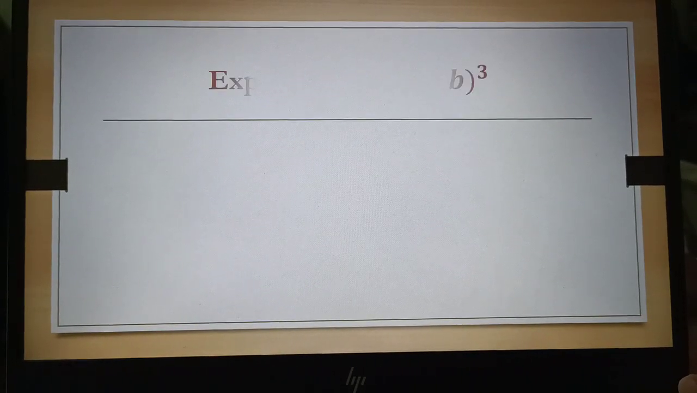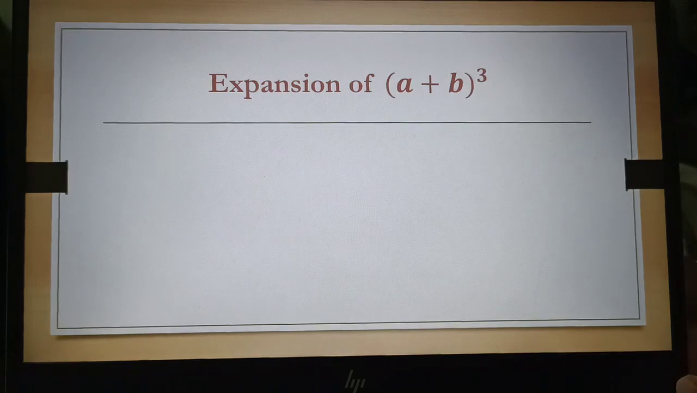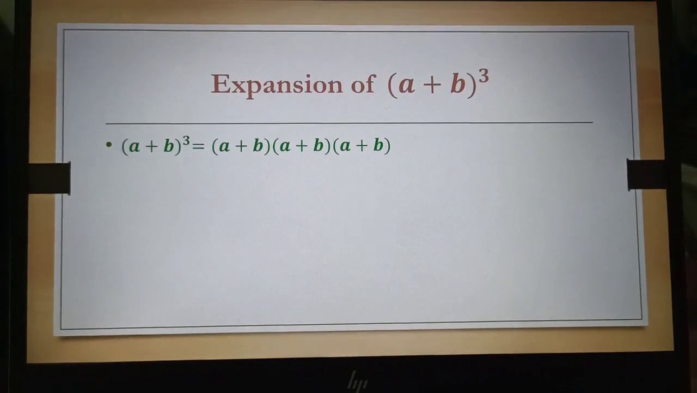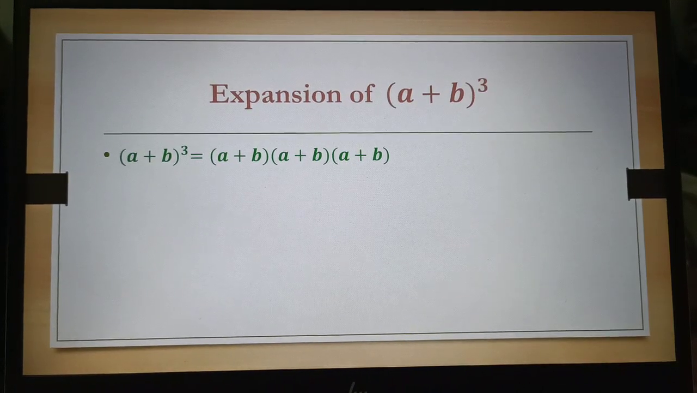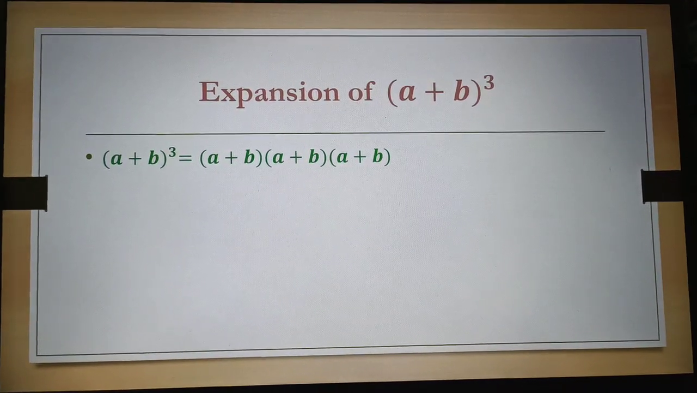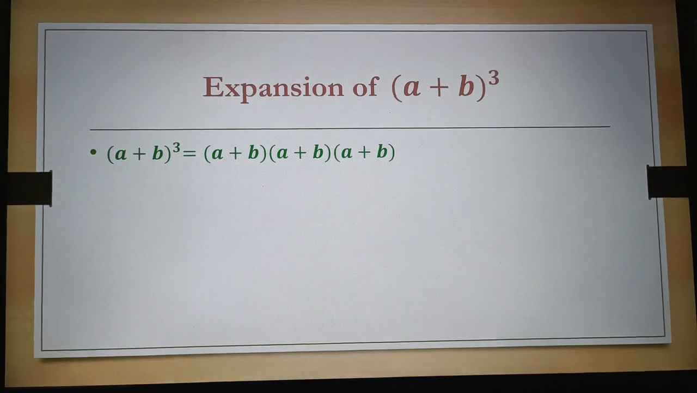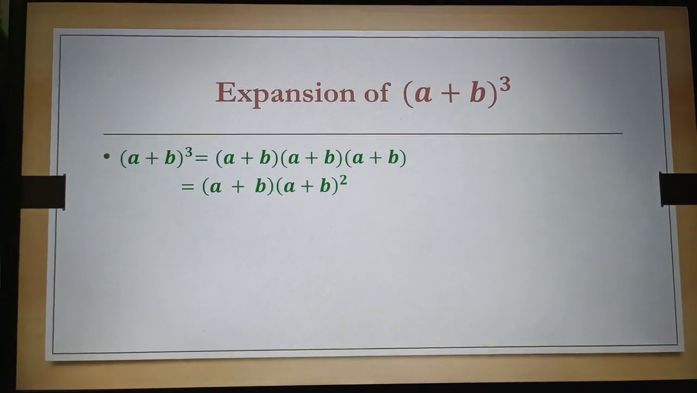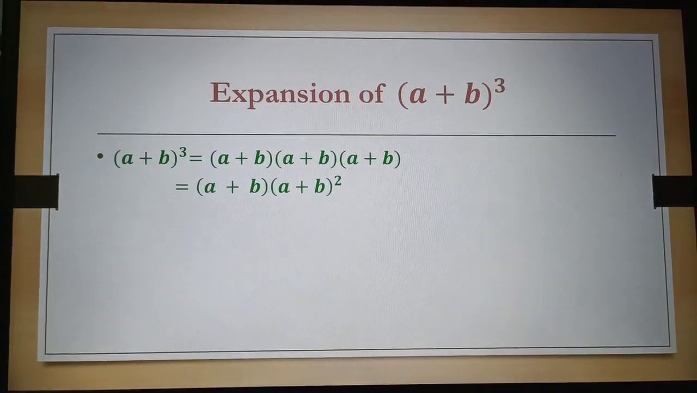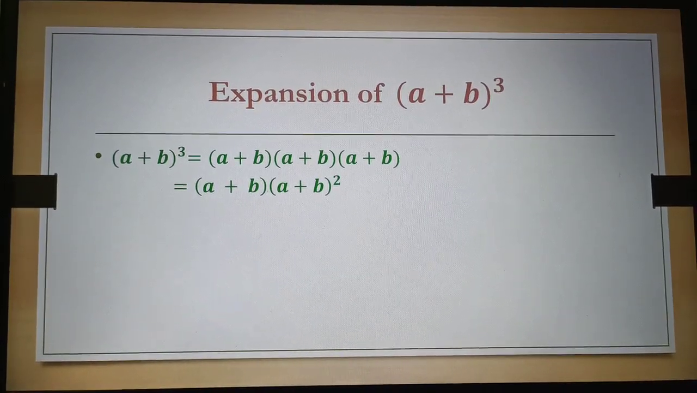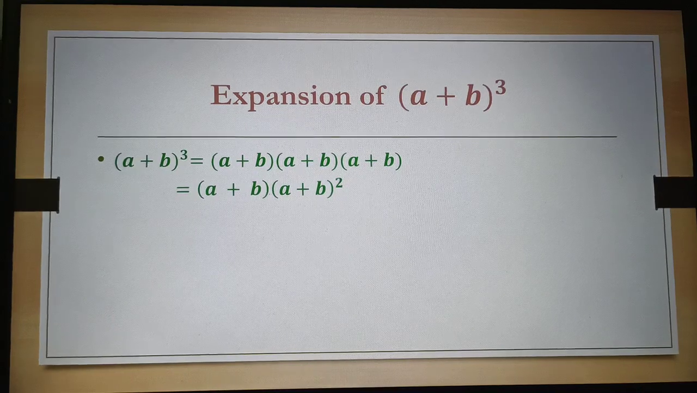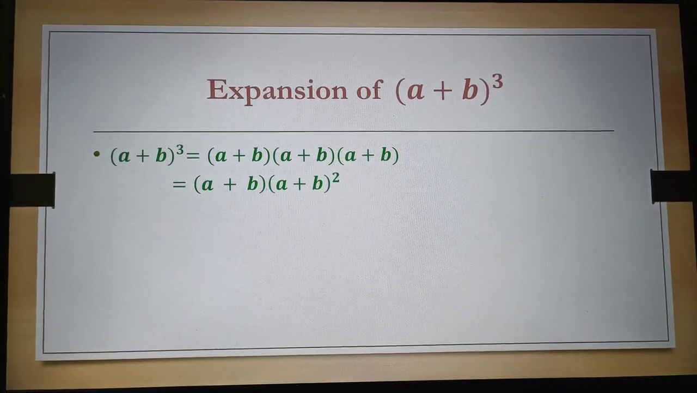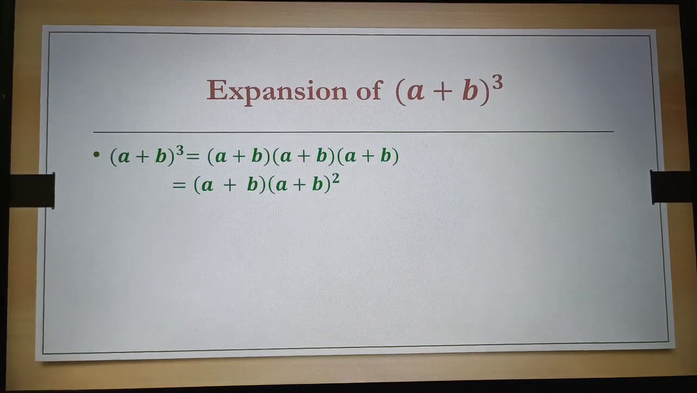The next one, expansion of a plus b the whole cube. For this we are going to write a plus b three times, that is a plus b into a plus b into a plus b. First we are going to multiply the last, second and third term. That is two times, so we can write it as a plus b the whole square. See there, a plus b into a plus b the whole square.